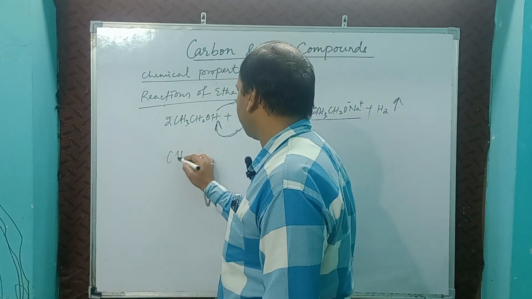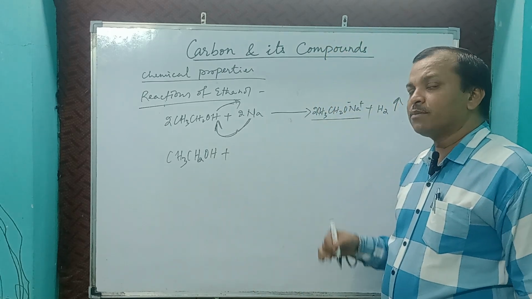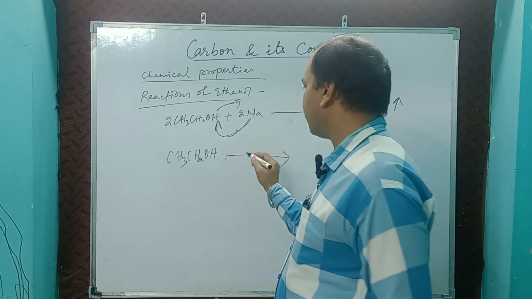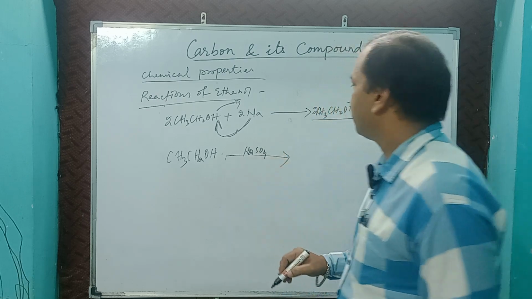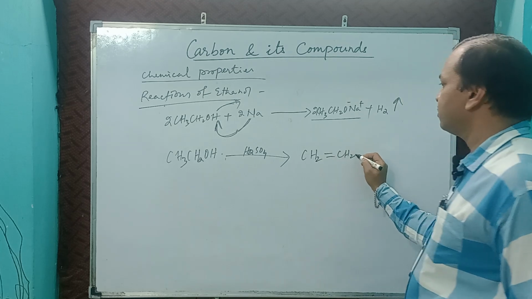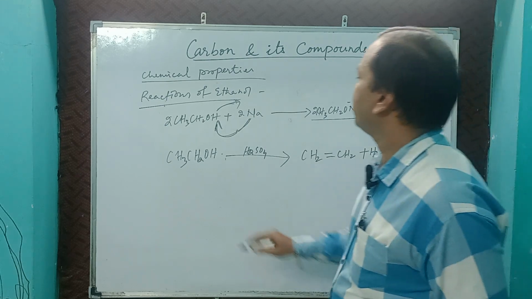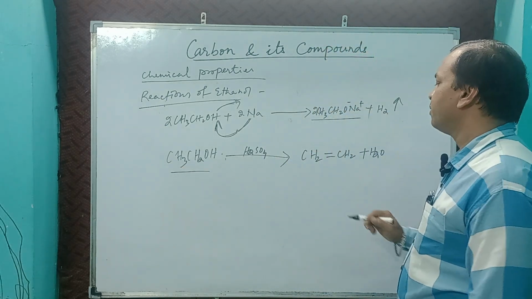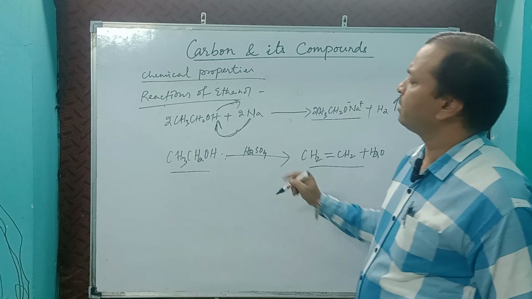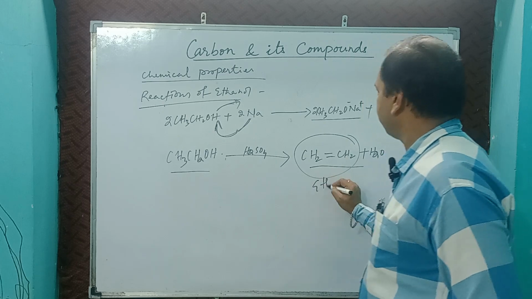Next is CH3CH2OH plus, suppose we add some sulfuric acid. If we treat with an acid, let us take sulfuric acid, how will it react? It will become ethene, CH2=CH2, plus H2O, water. From alcohol we can prepare unsaturated hydrocarbon, ethene. This is the reaction. When we treat with the acid, we get ethene. Clear?